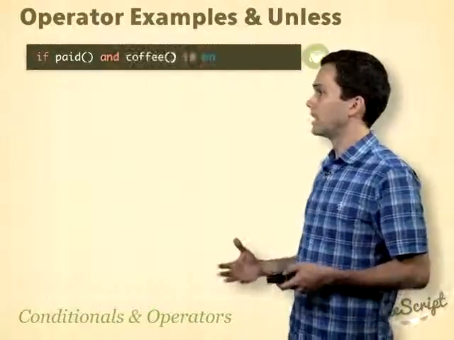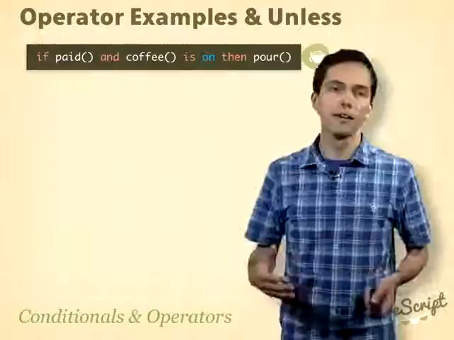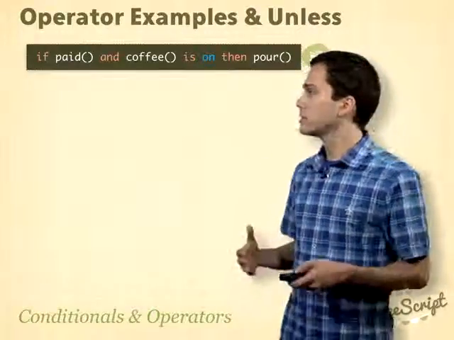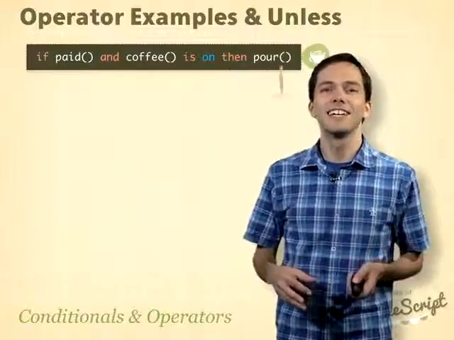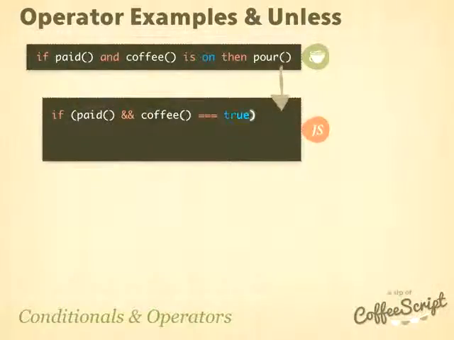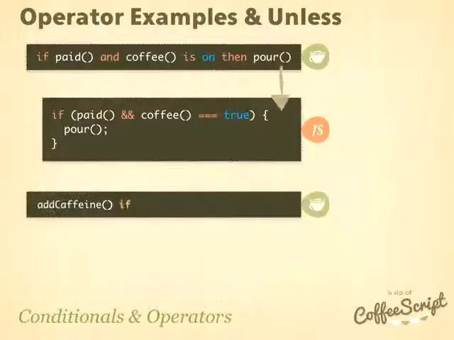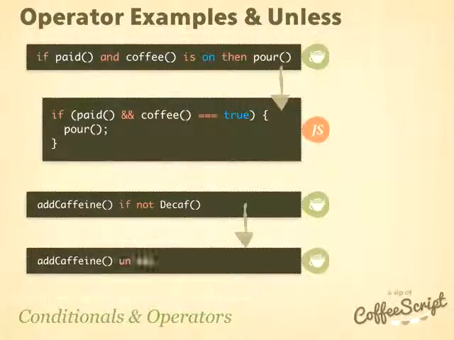Let's take a look at some of these in action. Here we have if paid and coffee is on, then pour. So here you can see that is on part is checking the truthiness. So let's take a look at the JavaScript here. Next up, we might say add caffeine if not decaf. That's one way we could write it. Also in CoffeeScript, we could write this as add caffeine unless decaf.